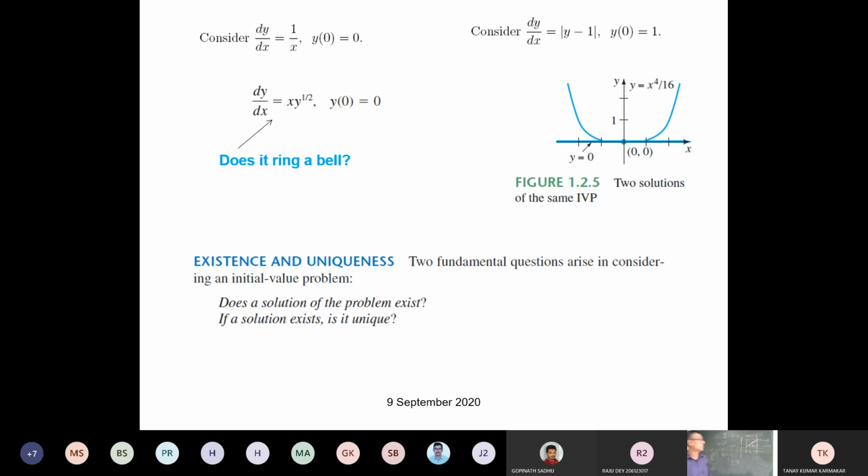You may be thinking that I have chosen these three examples randomly. Here I'm talking about three initial value problems, represented by a first order differential equation. You can see in all the cases the right hand sides are different. Now, can you tell me what is the purpose of showing you these three particular examples?